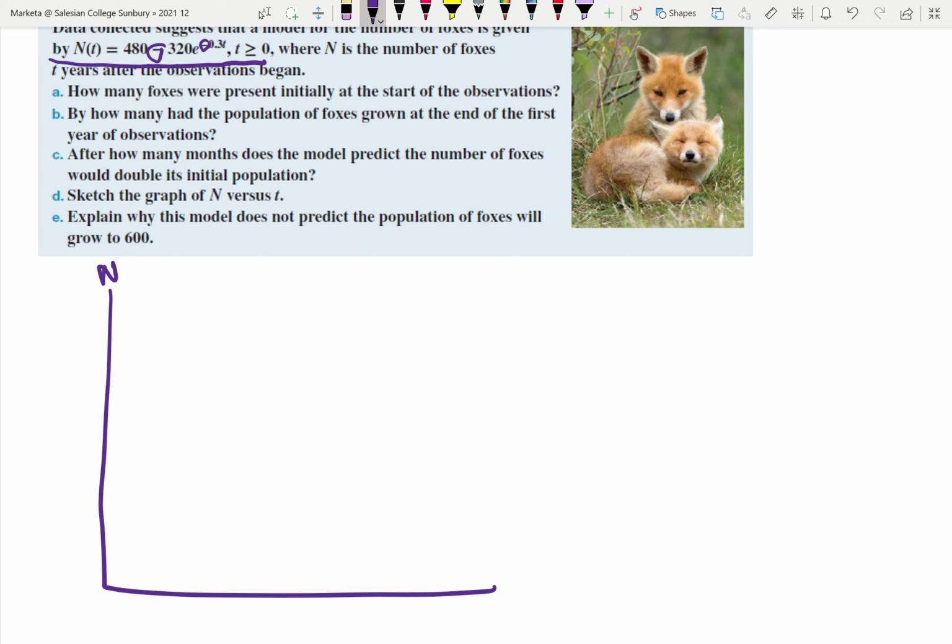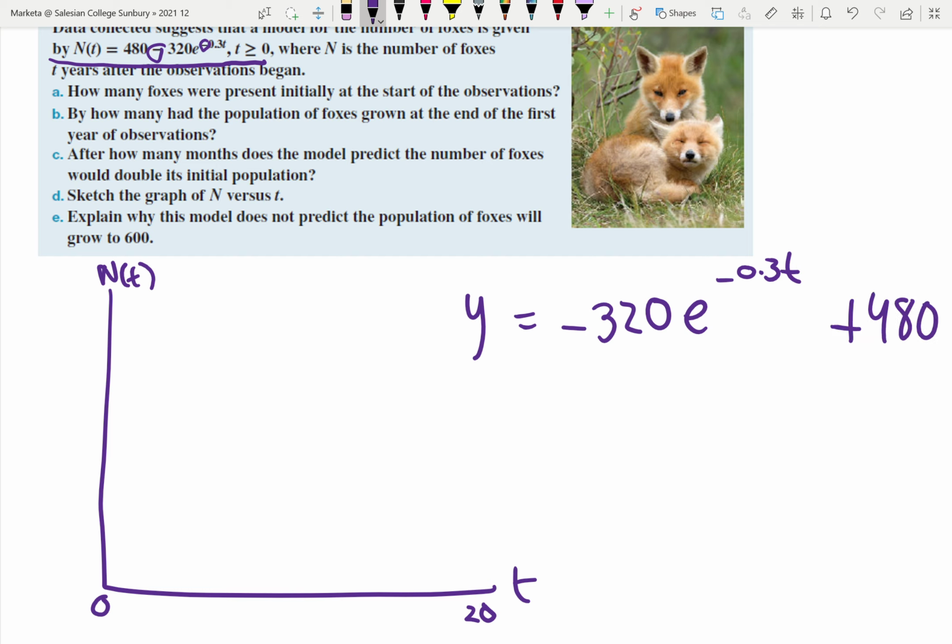So this would be n of t against t. And I'd say, well, obviously if we start at 0 and go, let's say 20 years. We might need more than that for the question, but I guess we'll find out as we go. It will have an asymptote. So this is equivalent to y equals negative 320 e to the negative 0.3t plus 480. So what we see is we're going to have an asymptote at y equals 480. And this is important because that tells us that the population of foxes is never going to reach 480. It's always going to be below that.